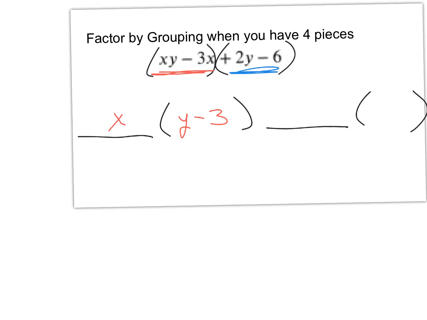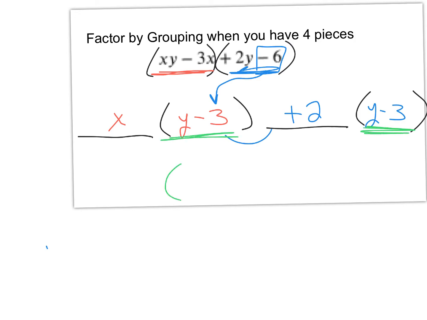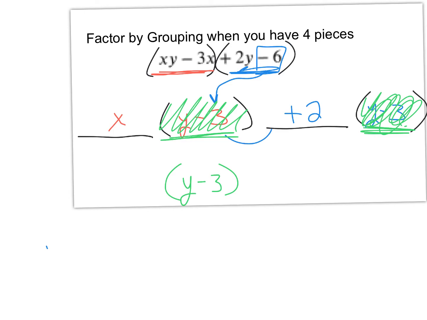And again, you can either see it, or if you're not sure, take negative 6 divided by negative 3, and we get positive 2. So 2y divided by 2 is y. Negative 6 divided by 2 is negative 3. So now, let's take a look. Do these parentheses match? The answer is yes. Y minus 3 leads us off. Okay, second parenthesis, all the garbage left over. X plus 2.